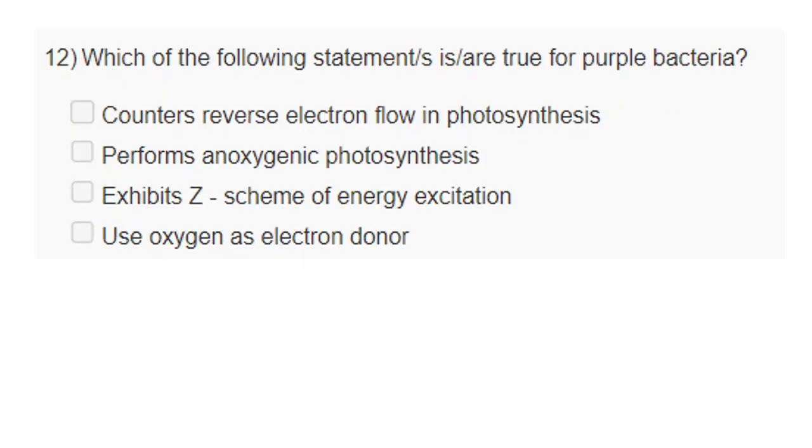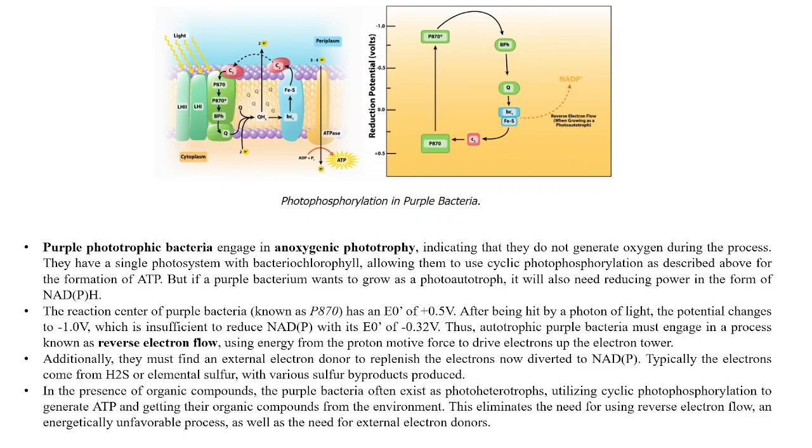The next question is, which of the following statements are true for purple bacteria? Anyone? Option B and C. Okay. B and C: anoxygenic photosynthesis, exhibit Z scheme of energy excitation. Okay, so let's see about purple bacteria. What are purple bacteria first?